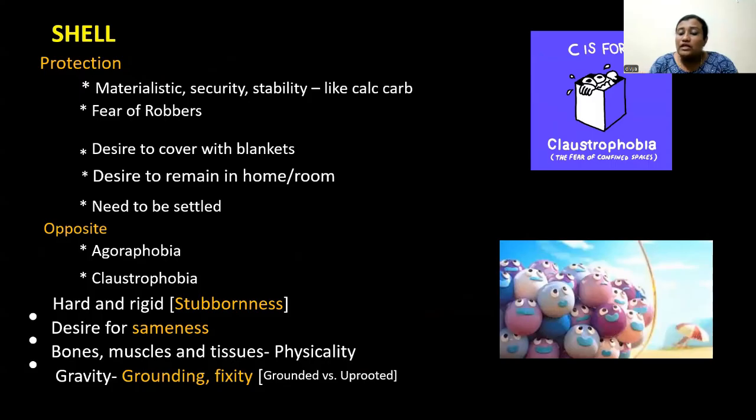Then comes the qualities of the shell. Shell is made of calcium, right? It is hard. So they speak about this materialistic thing, job, money, security issues. They need that stability, like Calcarea carb. They have the fear of robbers, like Calcarea carb.